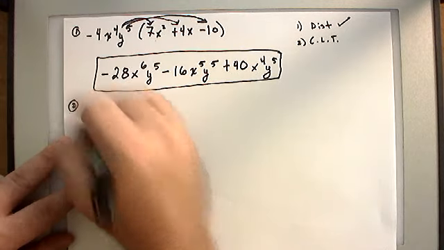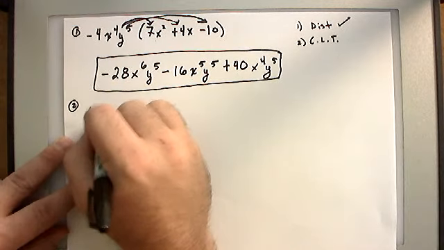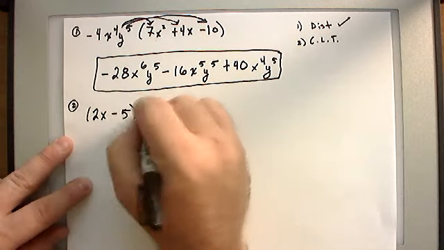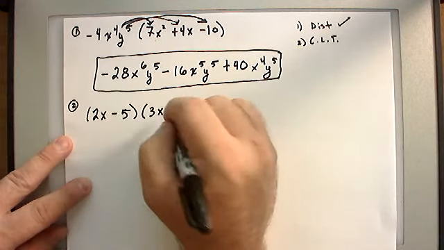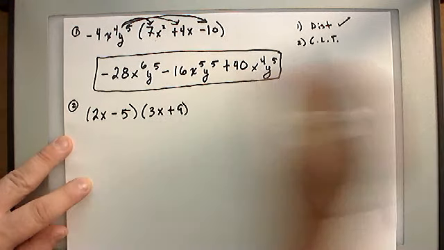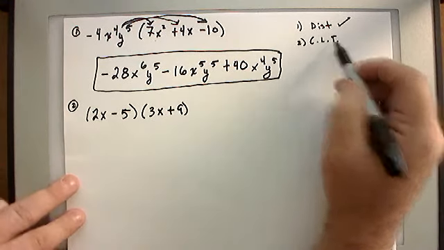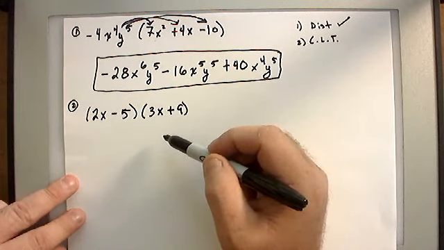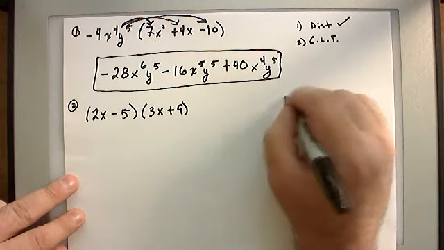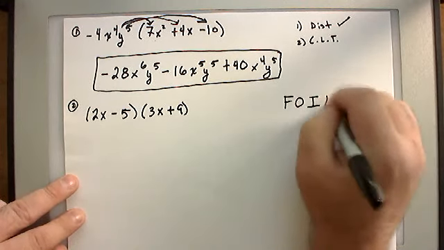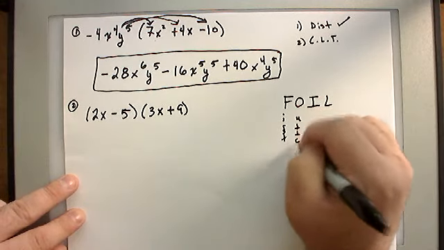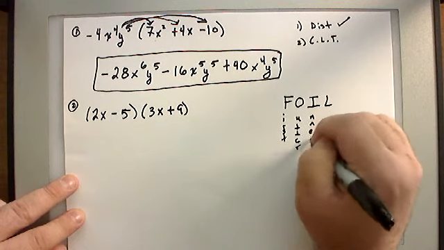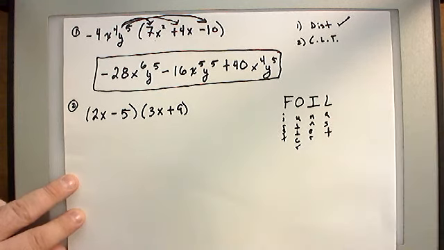Let's see here, that was number 1. Here's number 2. What if we said 2x minus 5, a binomial, times another binomial? This is where we will say a little bit more about it. Although it really is distribute and combine like terms, the question is, how do you distribute something like this? This is where that thing FOIL comes in. People love this, right? First, outer, inner, last.